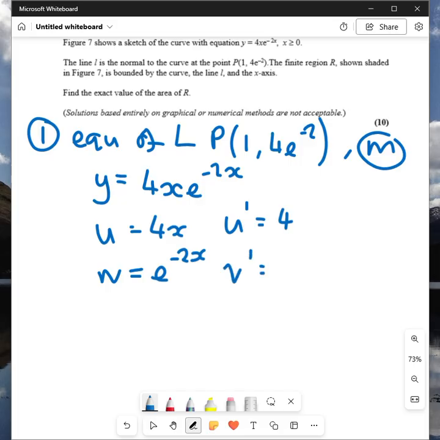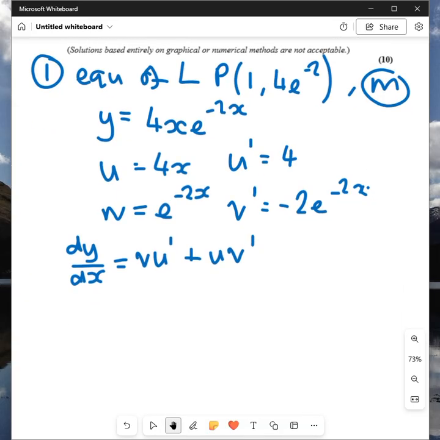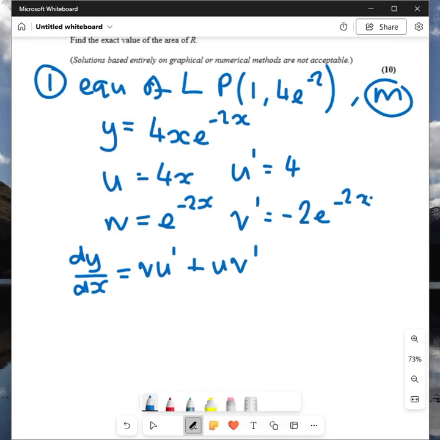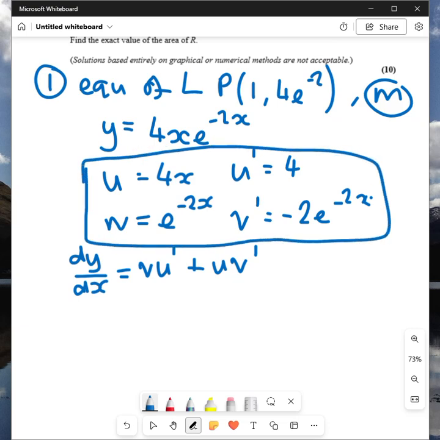And then differentiate e to the minus 2x, that'll be minus 2e to the minus 2x. And then for product rule, it's v u dash plus u v dash. So that's product rule. So let's just bung our u's and v's into there. So it's going to be 4 e to the minus 2x for v u dash, and then u v dash is going to be minus 2e to the minus 2x times 4x.